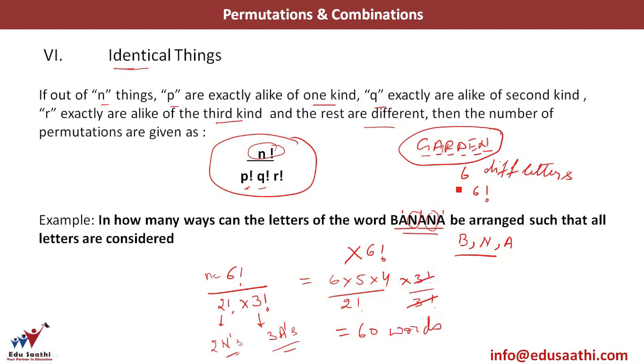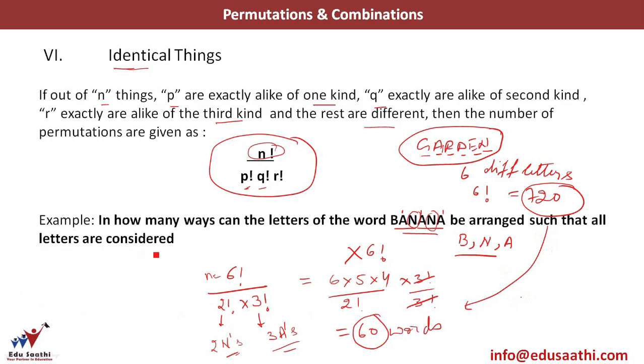Whereas if I had a 6-letter word garden and all the letters were different, I had how many words? 720 words. 6 factorial is 720, and here I just have 60 words. So the number of words has decreased.